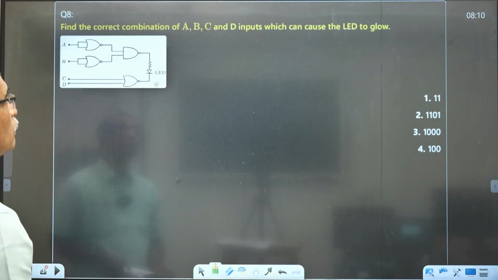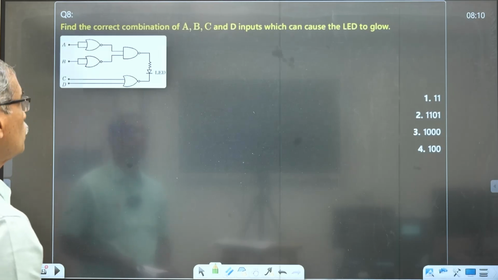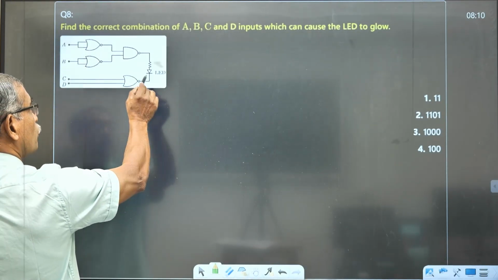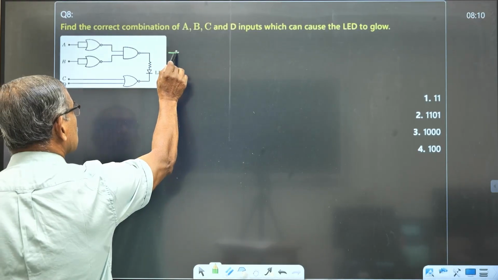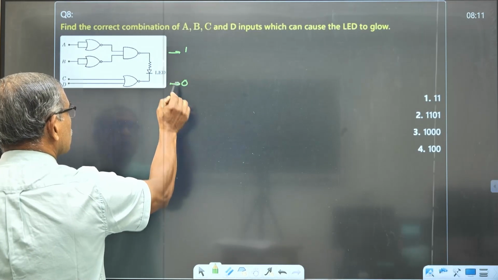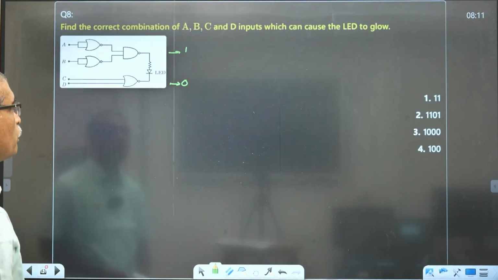ABCD, which you can cause the LED to glow. The LED glows only when it is forward bias. Forward bias means this terminal is 1 and this terminal is 0. Then the LED will glow.